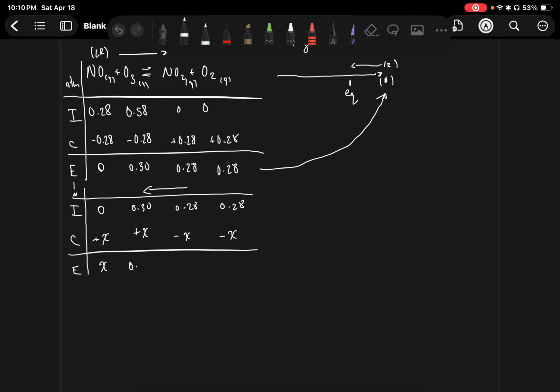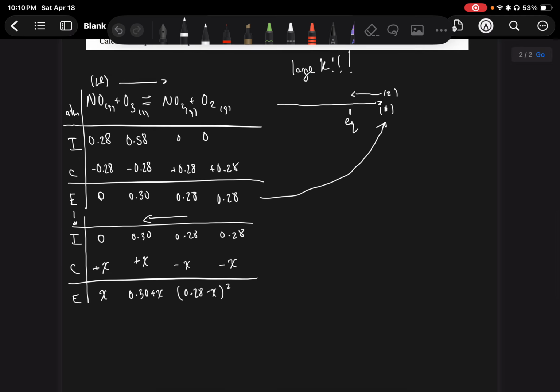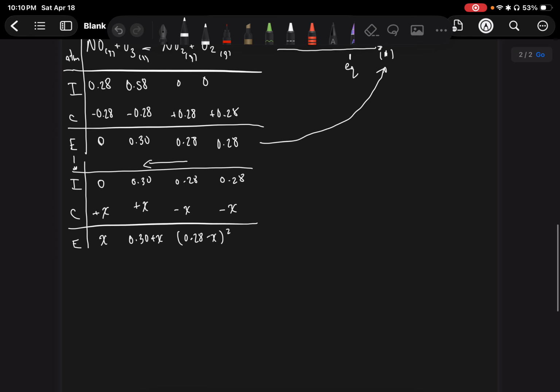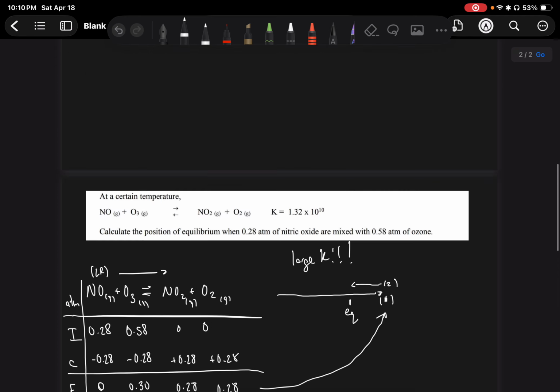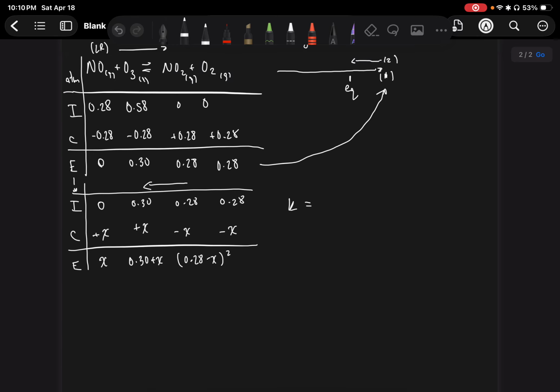We're going to do that by substituting into the K. It's just 2, 0.28 minus x. Okay, so now K, this is the reverse. But instead of finding the inverse of K, I'm just going to put these as they are, products over reactants, even though it's backwards, because I'm not going to be flipping K.